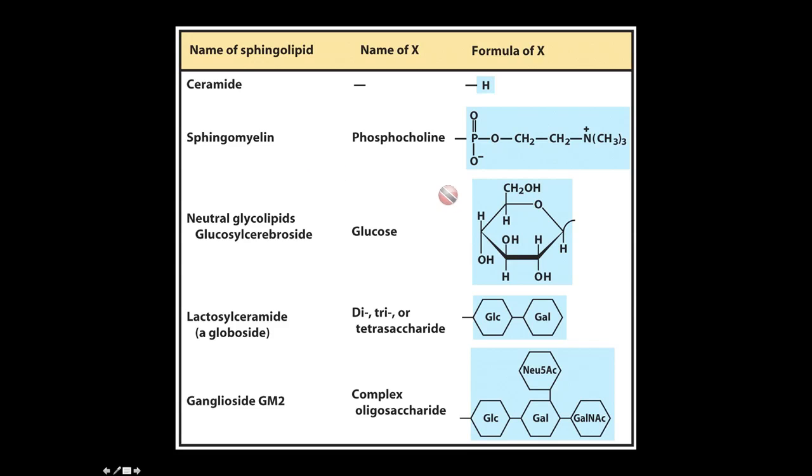Now, if the X group is a glucose molecule, then we say it's a cerebroside, glucose cerebroside. And if an oligosaccharide is attached as the X group, then we say it's a ganglioside. So let's be familiar with the terms ganglioside, cerebroside, and sphingomyelin.